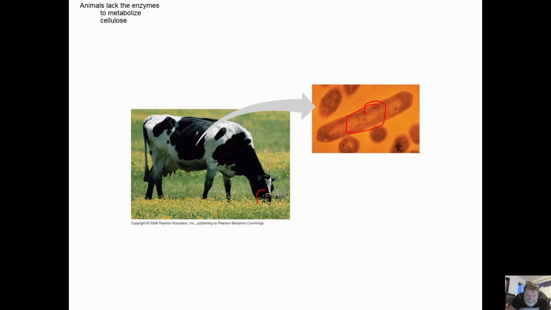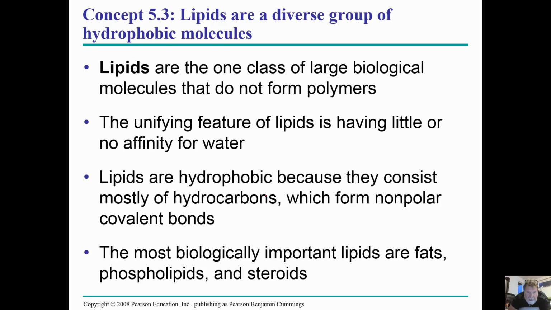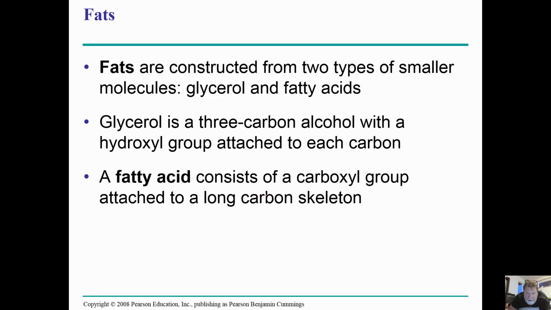But again, their teeth play a very important role in breaking down those fibers. We're not going to get into that, but there's other structures. Chitin is very similar. Lipids are the large biological molecule, but they are not necessarily polymers, or they're very small polymers.